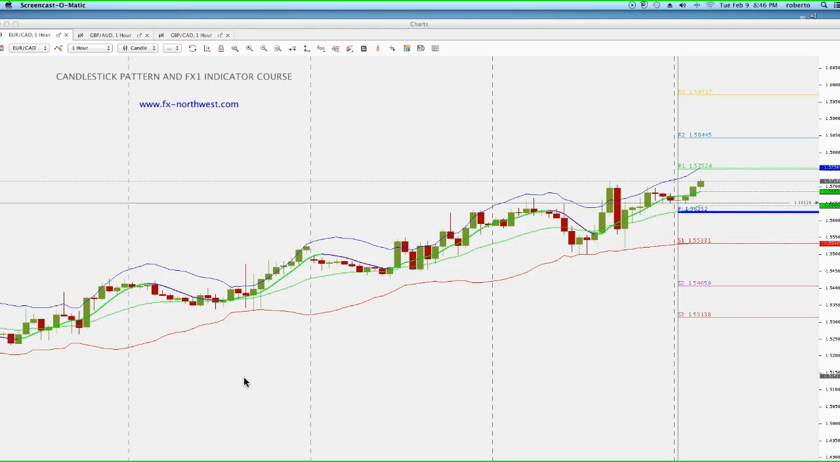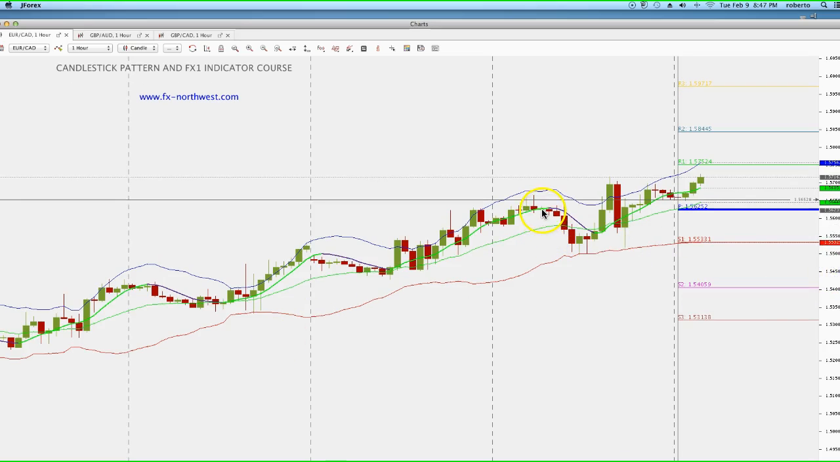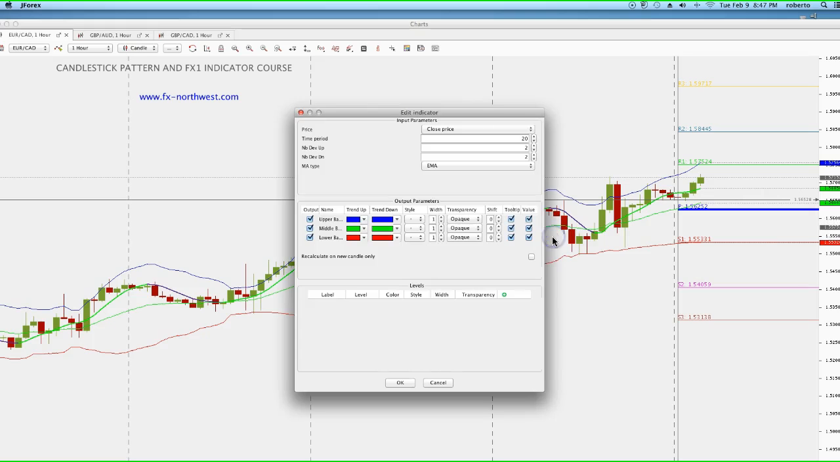It's going to be a candlestick course. It's a 2-week, intense course so you can maximize the FX1 indicator. I know many of you are using the FX1 indicator and doing well, but if you know candlestick patterns, then when you do see a signal, you'll know if you should take a trade. Let me give you a few examples of that.